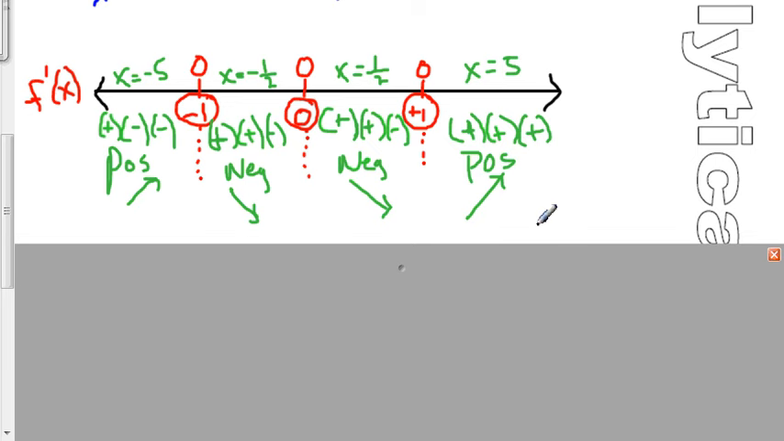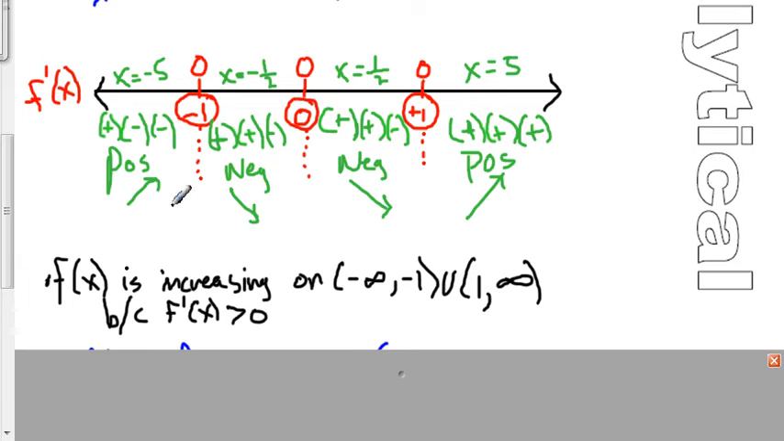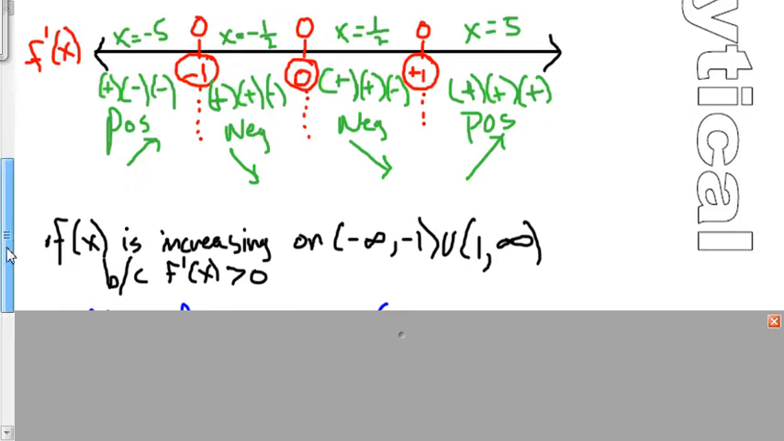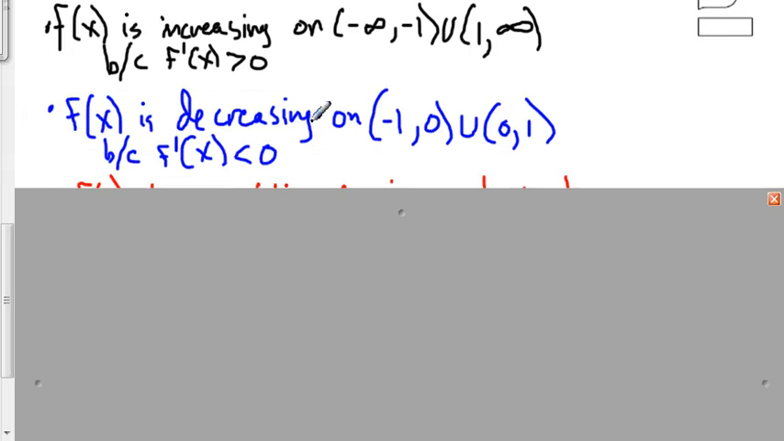So I think drawing these little arrows in helps us figure out whether we get a max or a min. So now, again, the original function is increasing from negative infinity to negative 1, and then again from positive 1 to positive infinity, because the derivative is positive. Let's look at the next part. These are all the things we need to do.